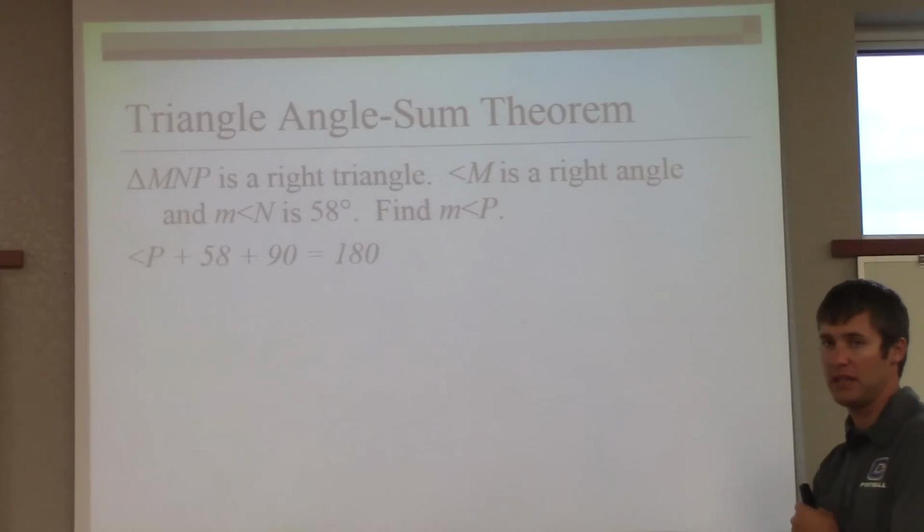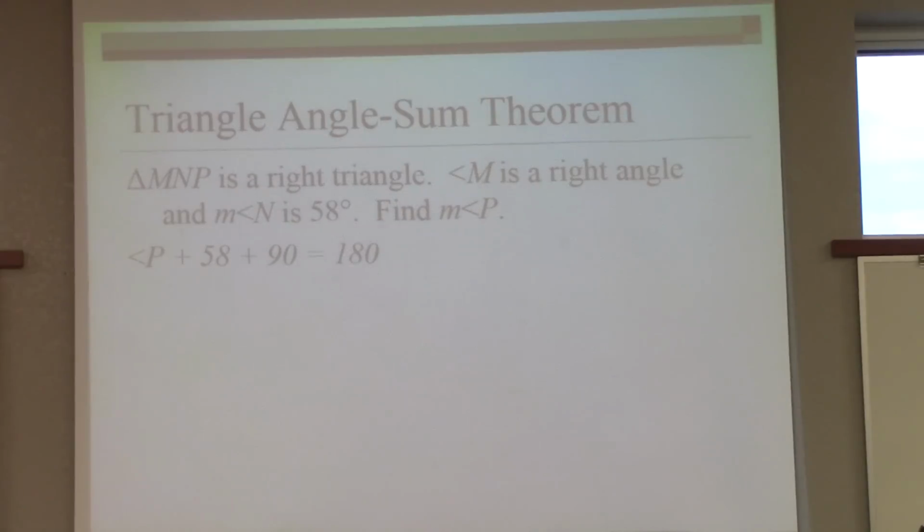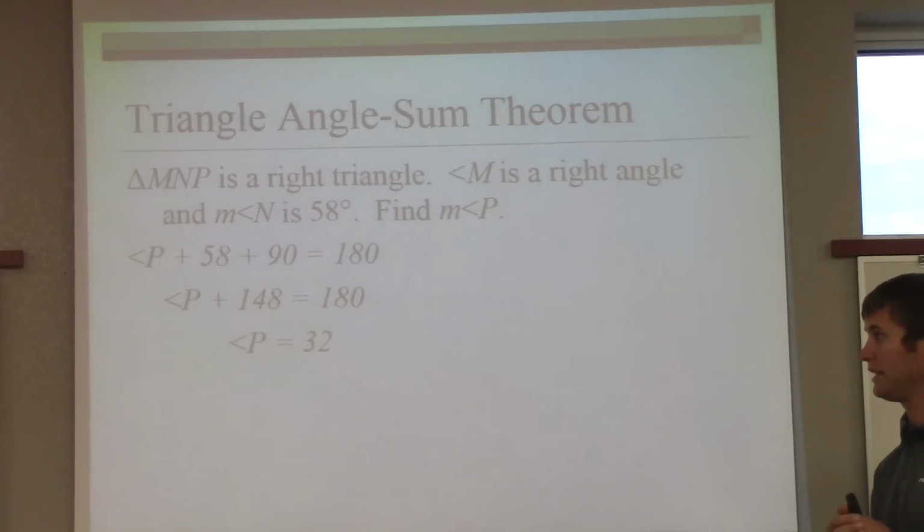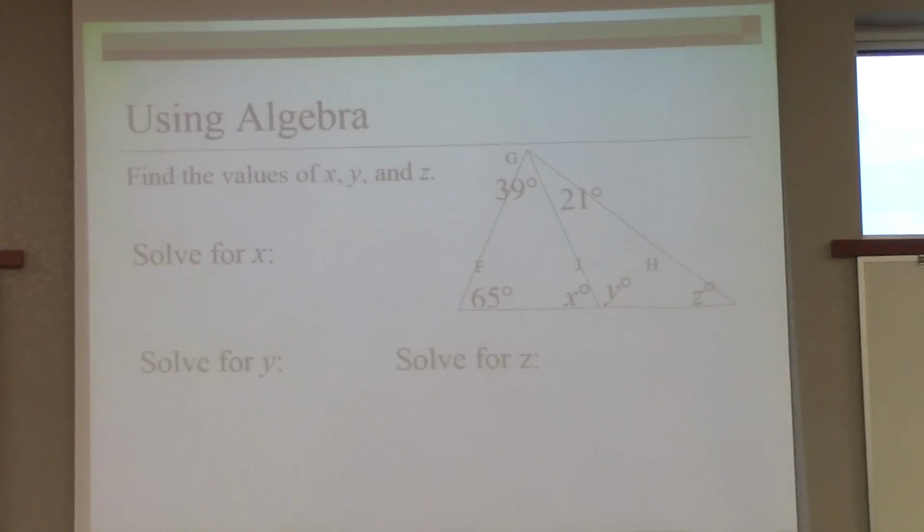And we'd say 58 plus 90 plus P should equal 180. Combine 58 and 90 gives you 148, and then subtract it. 180 minus 148 is 32 degrees. So whether it's in picture or in words, triangles have to have 180 degrees.